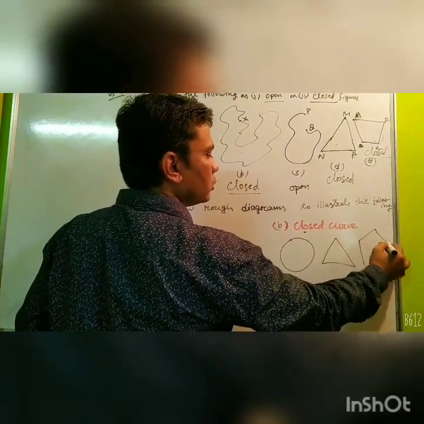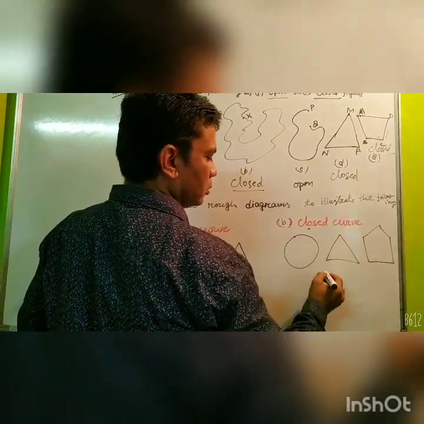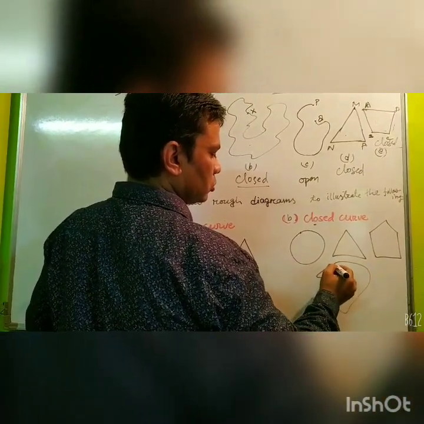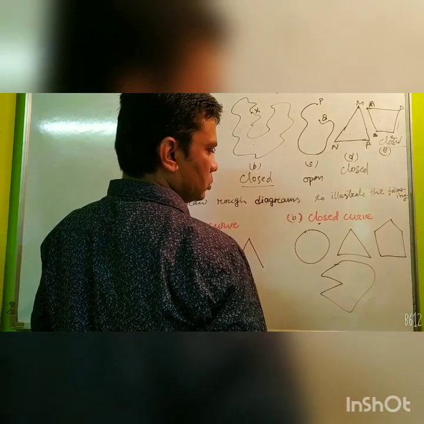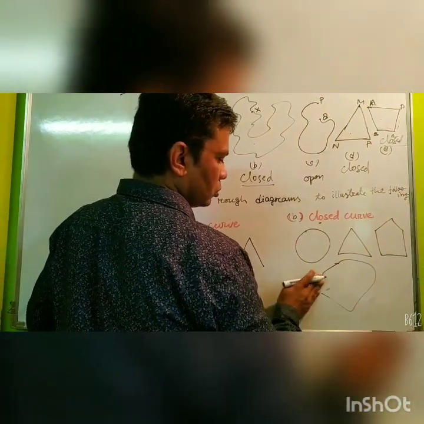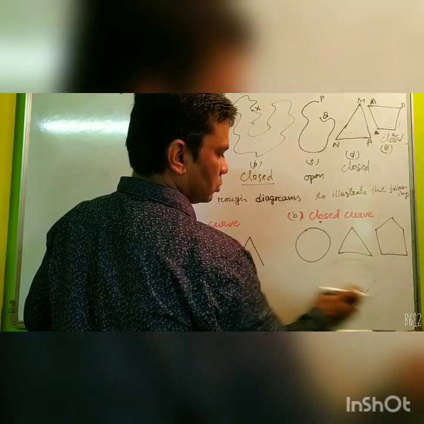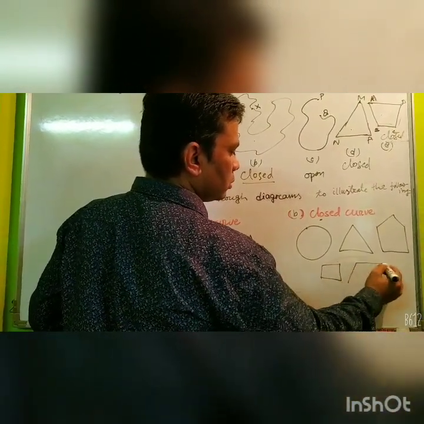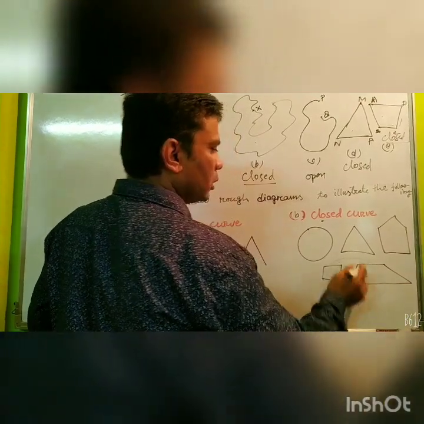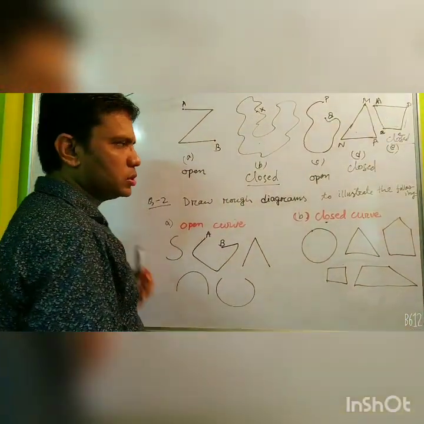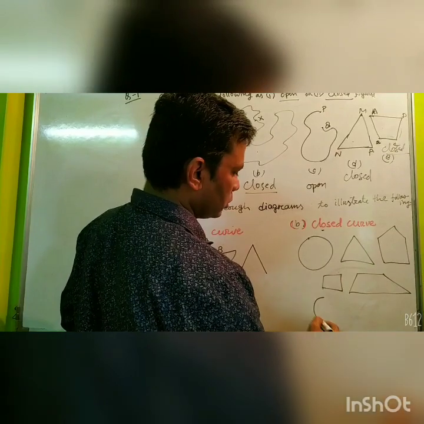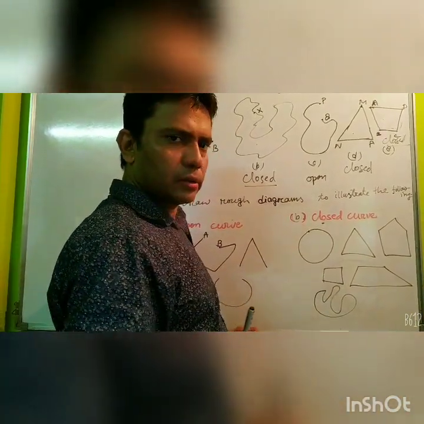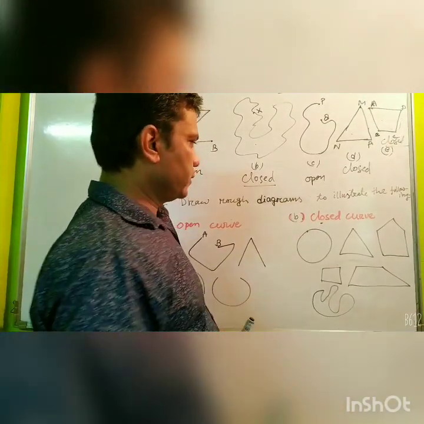This type of polygon is a closed curve. Or suppose a square. All are closed curves. This one is also a diagram of a closed curve. Is that clear? You can draw any type of figure or diagram.